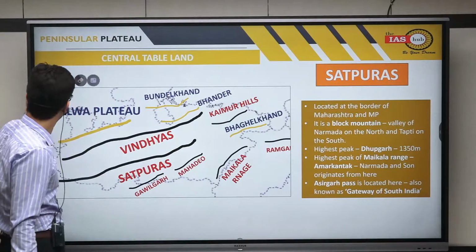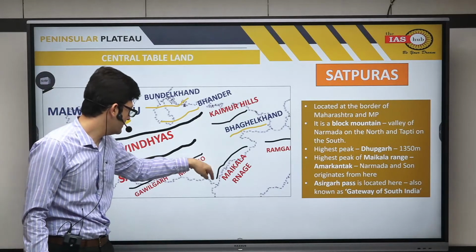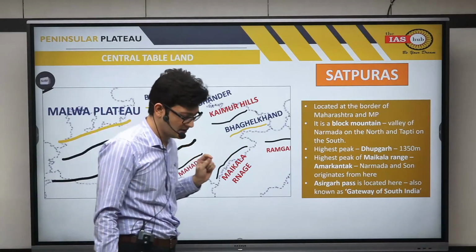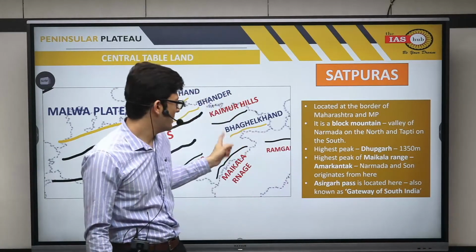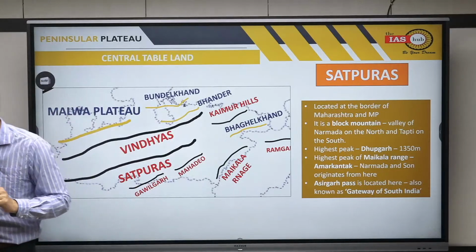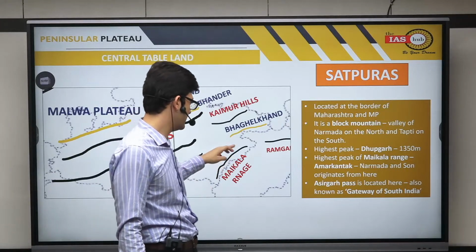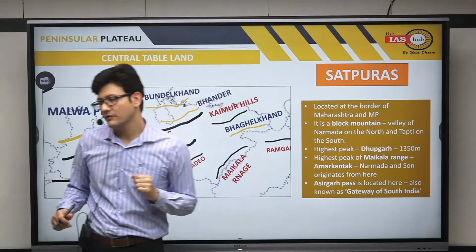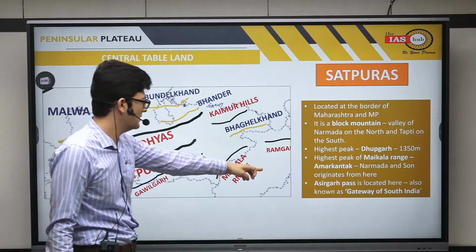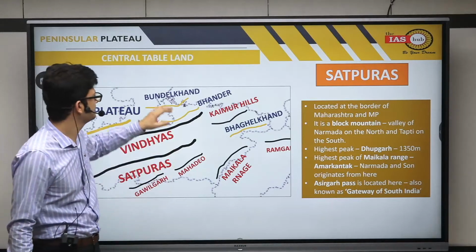Now the highest peak is Dhupgarh, which is at 1350 meters, and the Maikal range, as you can see, is the eastern extension of the Satpura range. It is the eastern extension only, and in this range you will find the Amarkantak Plateau or Amarkantak Hills, from where major rivers flow out, like the Narmada, Tapi and Son rivers. They come out of the Maikal range, from the Amarkantak range. There is one pass also, which is known as the gateway of South India, found in the Satpuras only. This is known as Asirgarh Pass, and it makes an entrance towards southern India.